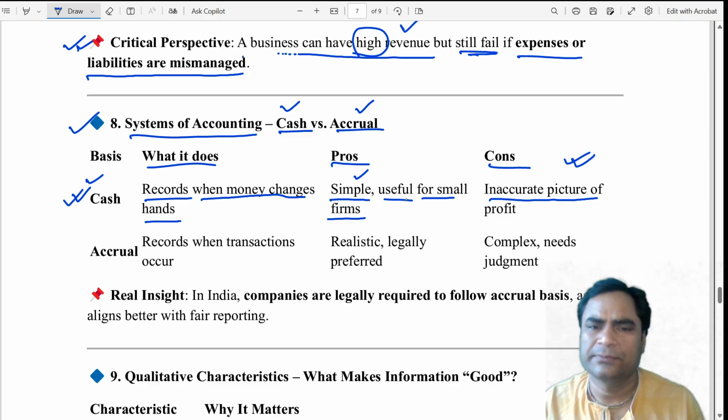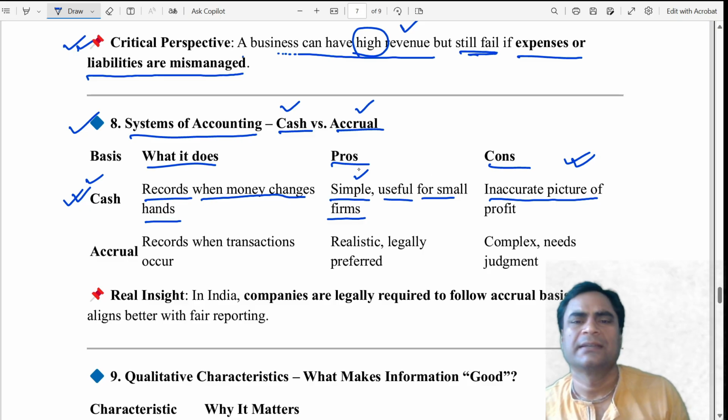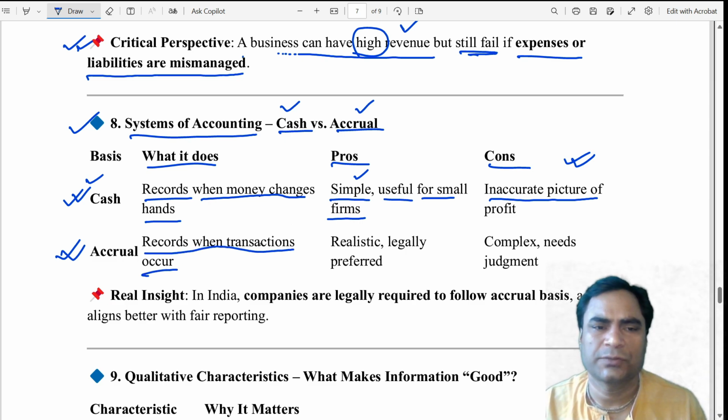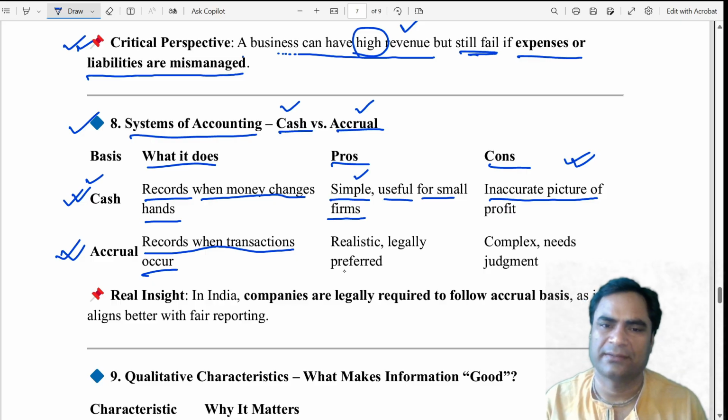Yes, of course, small firms use it, and this method is used for personal accounting. Small firms and persons use this basis, but most of the businesses today use accrual basis of accounting. This records when transactions occur. Here, the movement of cash from one hand to another is not important, not necessary. Just the occurrence of the transaction is recorded.